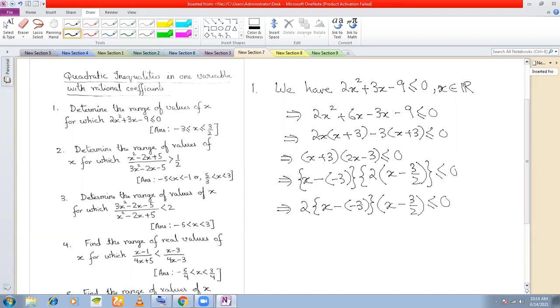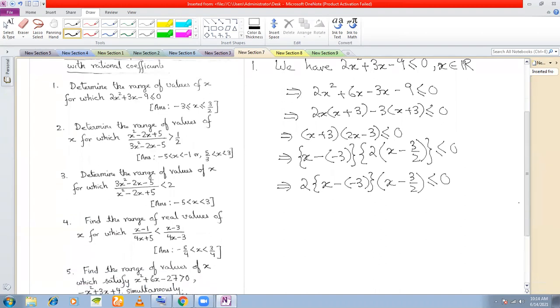So now by the method of intervals, what are the range of values of x? Which one is the lower value? Minus 3. That means because I have a less than or equal to sign here, x must lie between minus 3 and 3 by 2. So that is your answer. So this was the simplest of all. Next one, number 2.